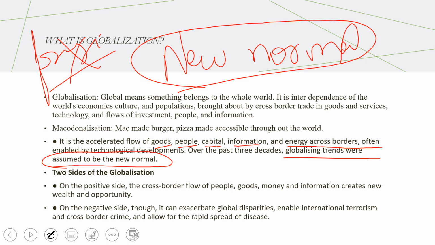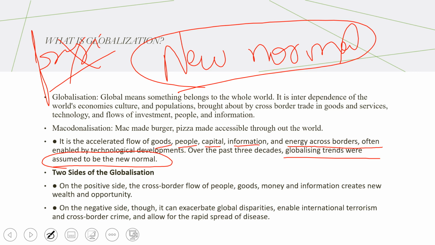Take fashion products, different jeans. Earlier torn jeans were not a fashion. Now torn jeans are fashion that has been taken from Western countries. So that is what globalization trends are. The fashion designs, the products, the technologies and all have been becoming a new normal.